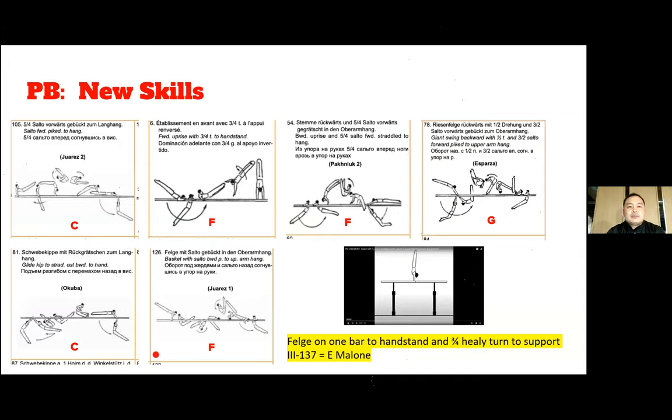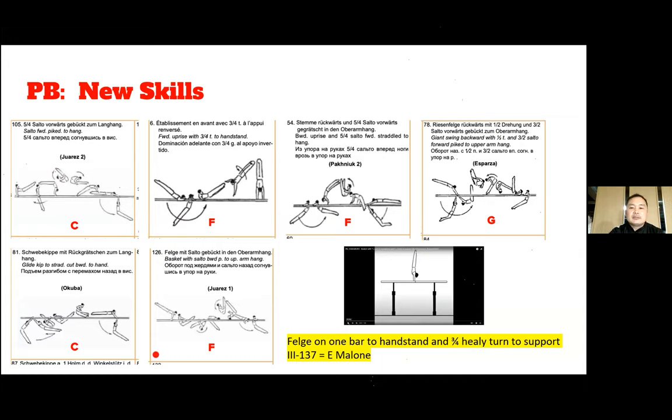For example, second number six, uprise with the 3/4 handstands. This is like from uprise to Peters, like Stutz and Peters, like an F value. So please take note of these kinds of skills.